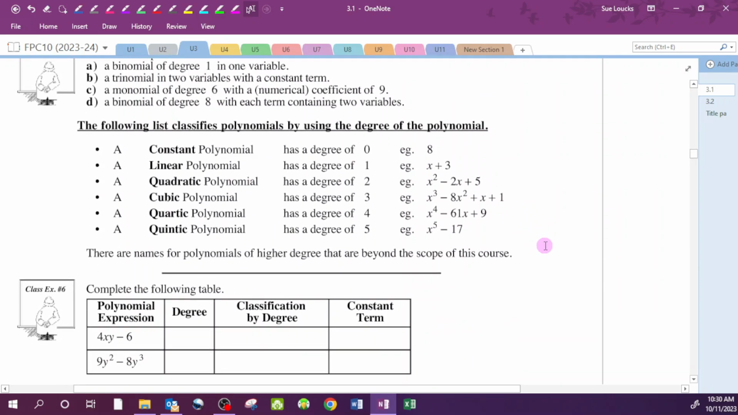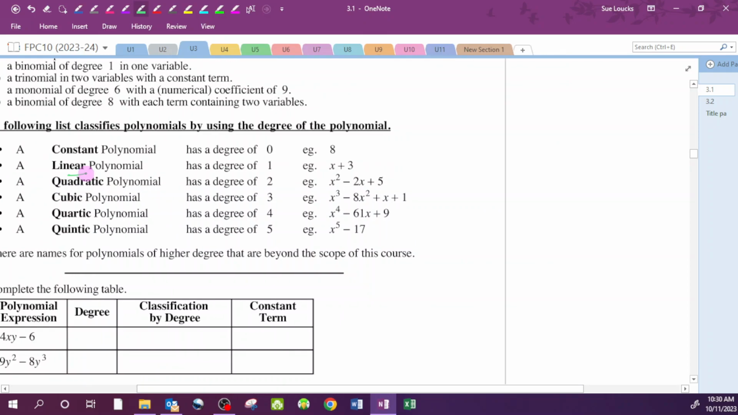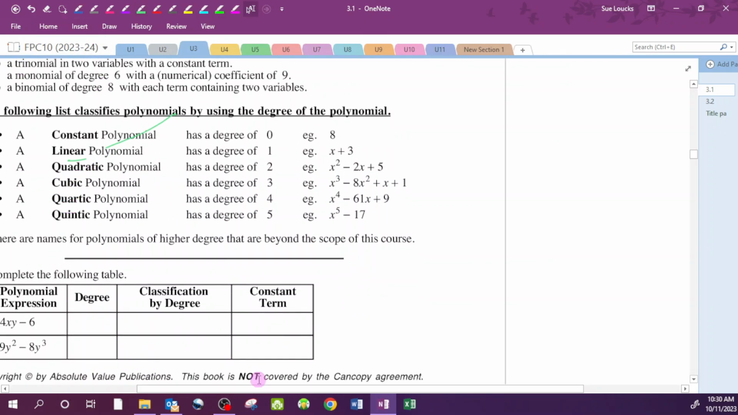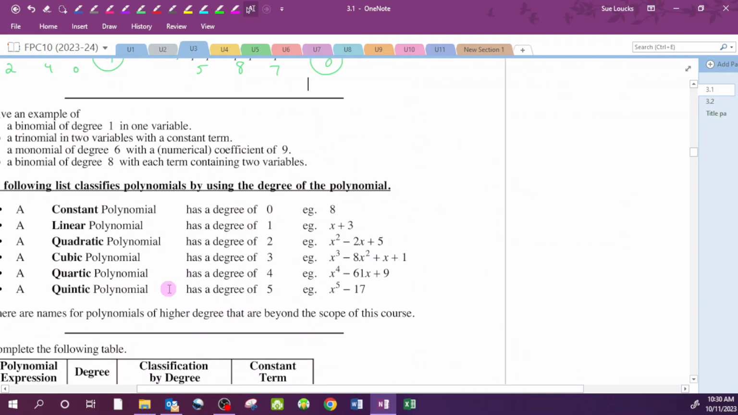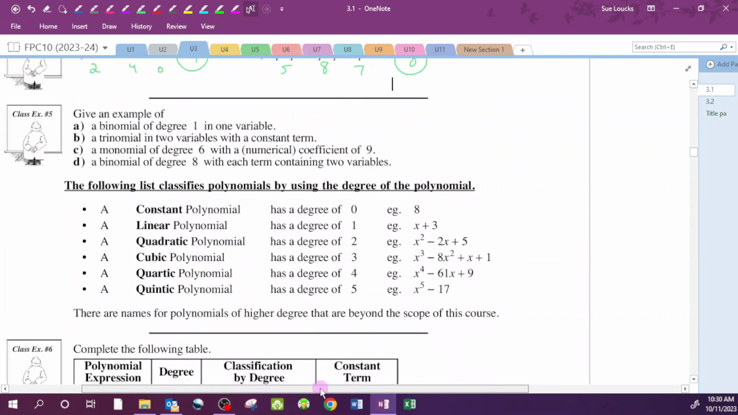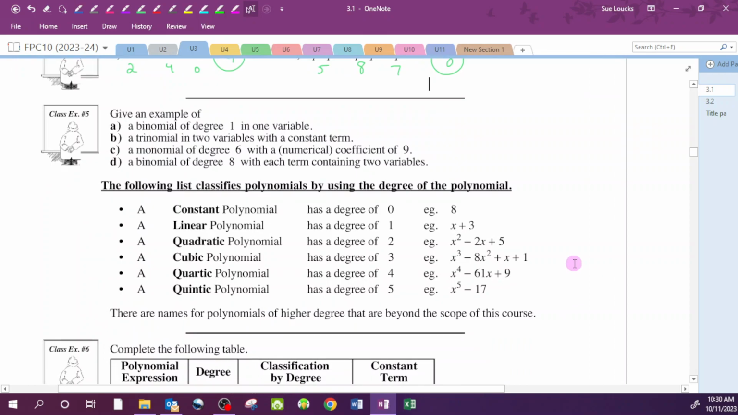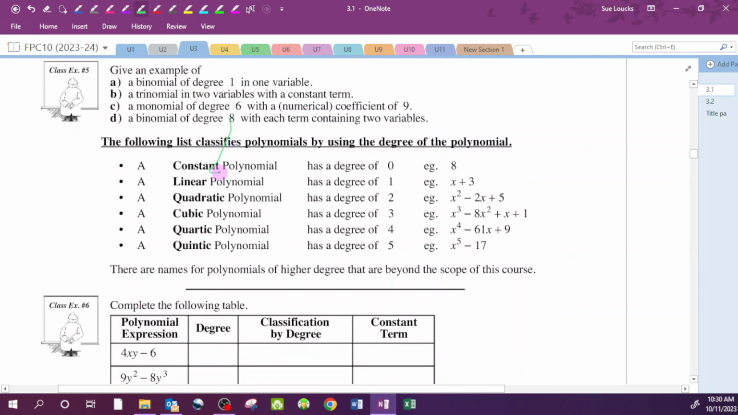Okay, here's some vocabulary for classifying polynomials by the degree of the polynomial. So a constant polynomial is just a number. Linear polynomial has degree of 1. So for example, x plus 3. Quadratic has a degree of 2. That seems kind of weird because quad sounds like 4, but this is one you'll do a lot of in grade 11. Okay. So one with a degree of 2 is a quadratic polynomial. Cubic is degree of 3. Quartic polynomial is degree of 4, and quintic is 5.